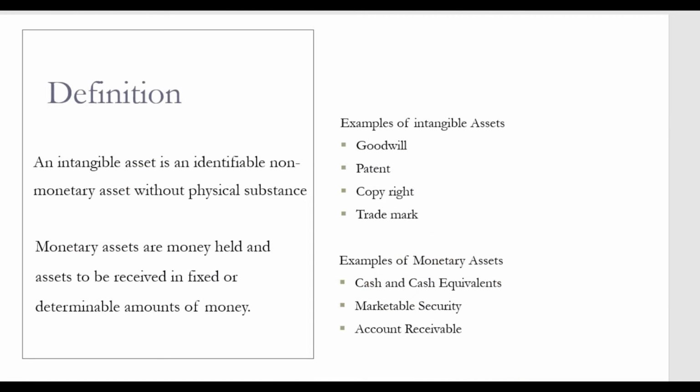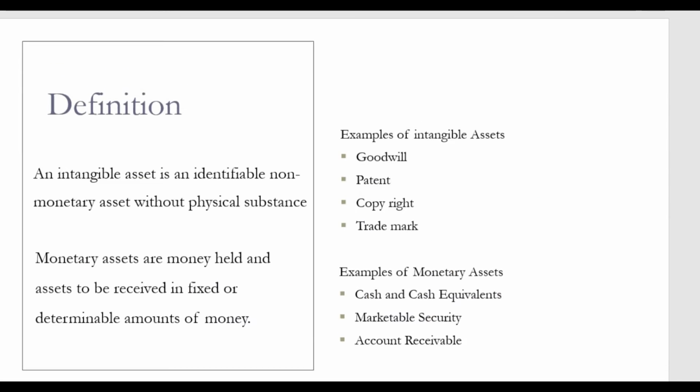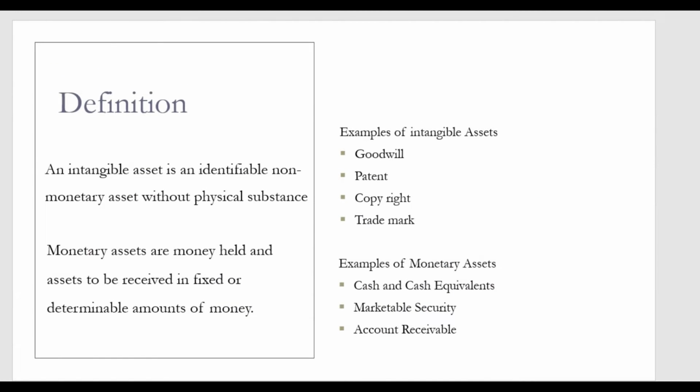So let's start with the definition of intangible asset. Intangible asset can be defined as an identifiable and non-monetary asset without physical substance. So here there are 3 points. One, identifiable, which means the asset should be separated from the company, or the company can sell or transfer the asset to a third party.